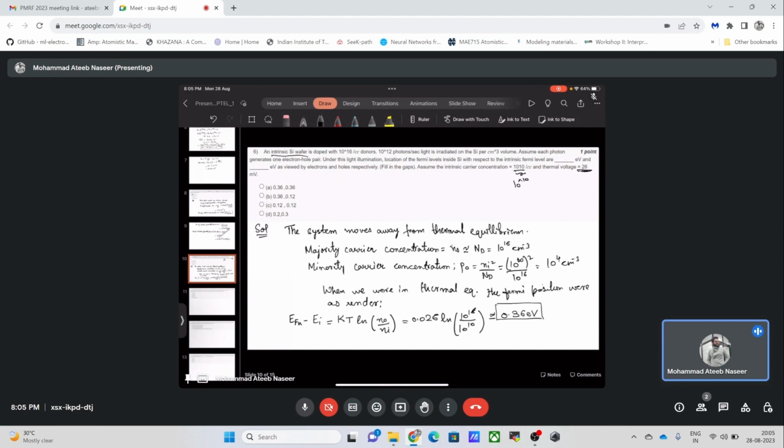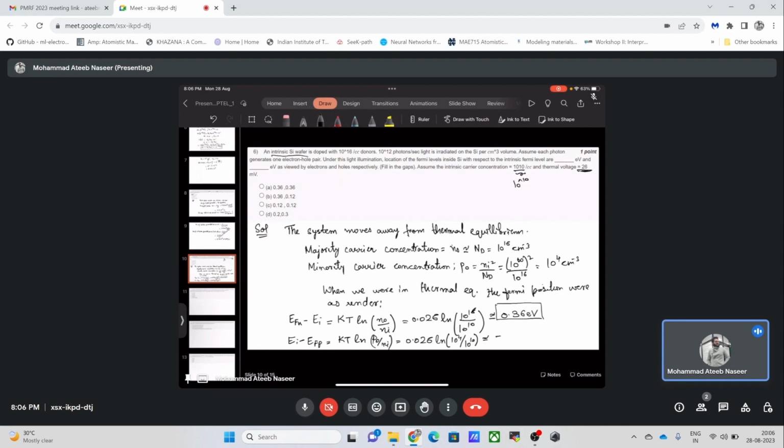Now for the holes, it is simply EI minus EFP equal to KT ln of P naught by Ni. It is simply 0.026 ln of P naught, which is 10 to the power of 4, over Ni, which is 10 to the power of 10, so it is 10 to the power of minus 6 simply. So it will be just the opposite of this, with opposite sign.